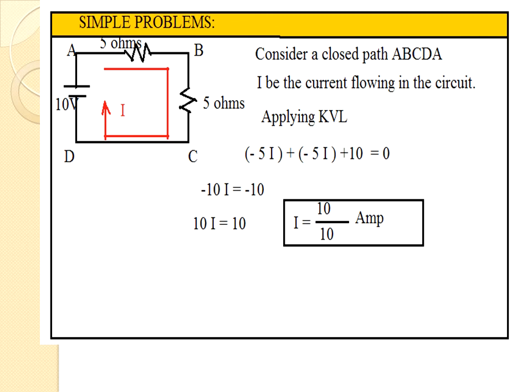Next, D to A, there is no resistance, but there is an EMF source. So loop direction, we are moving from D to A, negative to positive, that is a rise in potential, plus 10 equal to 0. You develop the expression, remove the common sign, finally we get 10I equal to 10. So I equal to 1 ampere.